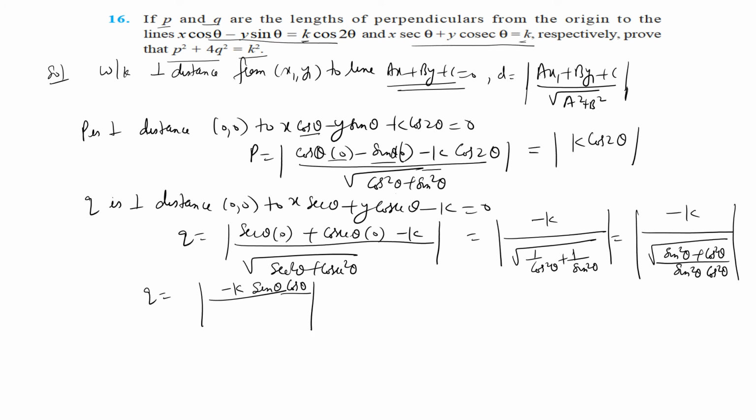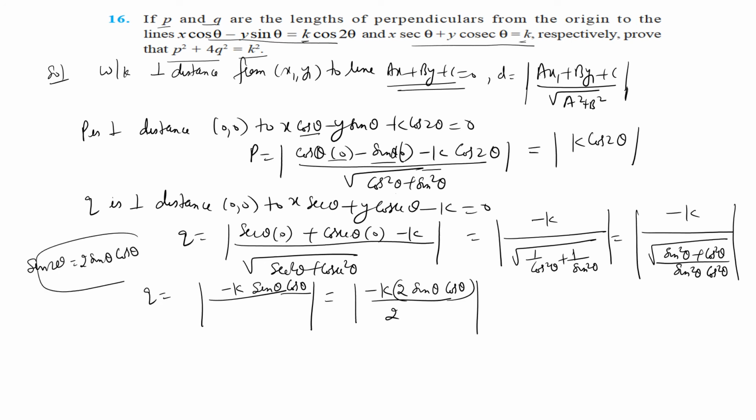Now for simplification purposes, we can use a little bit of trigonometry here, and we will multiply and divide it by 2. The formula of sin 2 theta is 2 sin theta cos theta. Now it will give me the benefit because here I am having k cos 2 theta. So this becomes minus k upon 2 sin 2 theta mod, and it becomes k by 2 sin 2 theta if I take it out of the mod. This is my value of P, this is my value of Q.